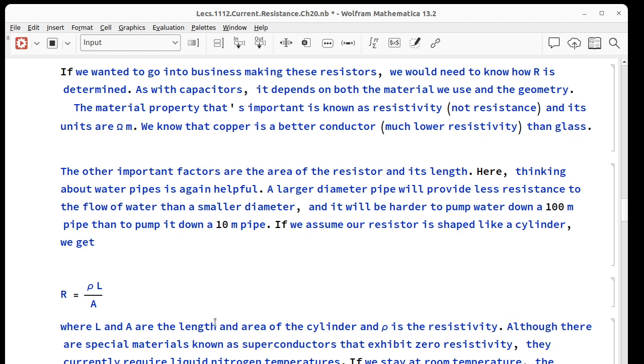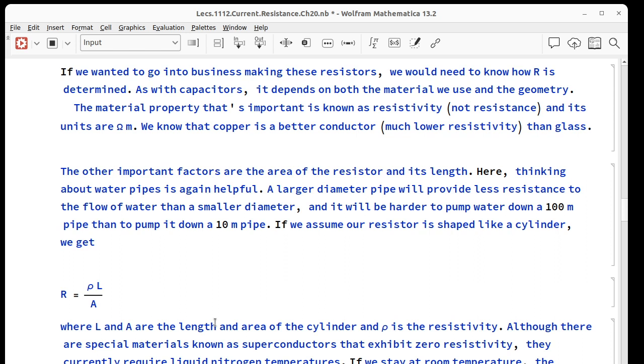If we wanted to go into business making resistors, we need to know how R is determined. Just like with capacitors, it depends on both the material that we use and the geometry. The material property that's important is known as resistivity, not resistance, and its units are ohms times meters. We know that copper is a better conductor, meaning much lower resistivity, than glass. The other important factors are area of the resistor and its length.